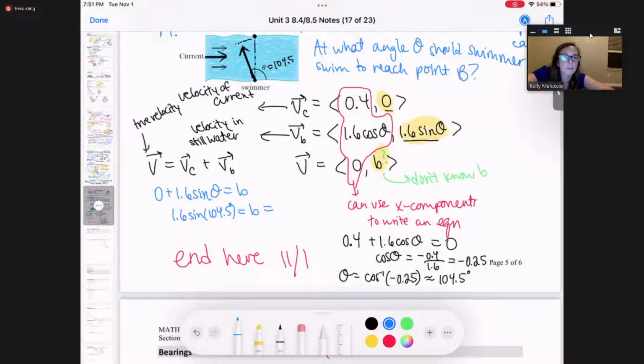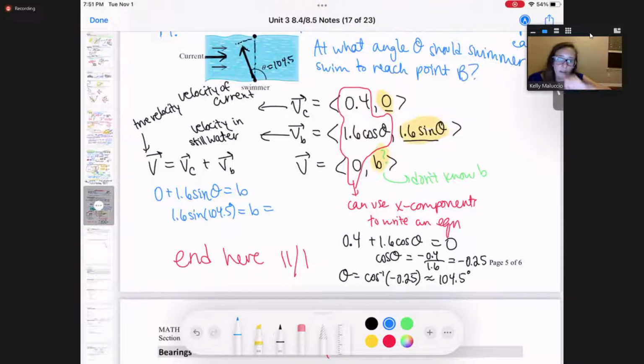105. Let's see. Why is this not working? It keeps giving me radians.